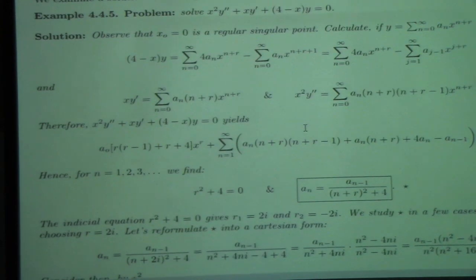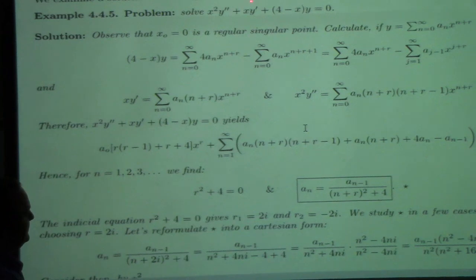Our next example. What if your indicial equation ends up giving you complex roots? This example shows you what to do there. So x squared y prime prime plus x y prime plus (4 minus x) times y equals 0. x equals 0 is a regular singular point.